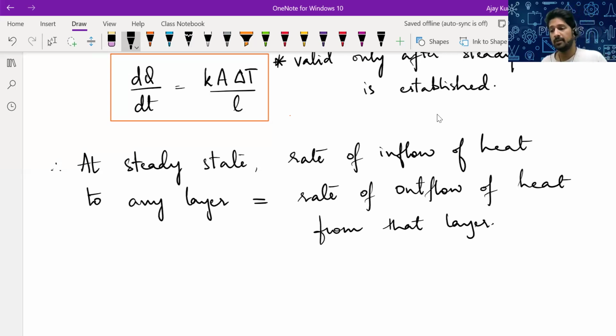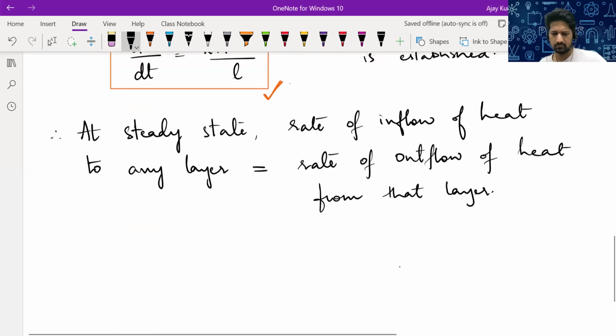So based on this, we'll be able to write mathematical equations once we know that steady state has been established. In fluid mechanics also, we had a concept like this. If the fluid is incompressible, rate of inflow is equal to rate of outflow. It's called equation of continuity. So writing equation of continuity for heat flow, we can solve problems based on conduction. Now, rate of heat flow through conduction, we have this equation, right? So you can write rate of inflow using this equation. You can write rate of outflow also. Equate them. You'll be able to solve problems.